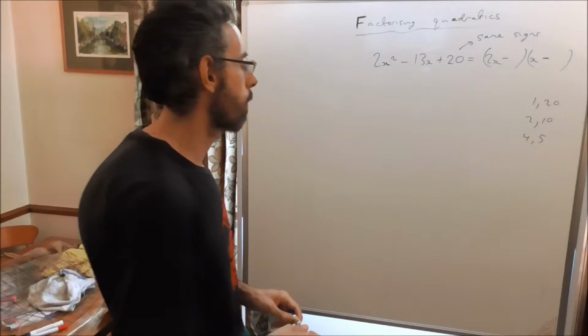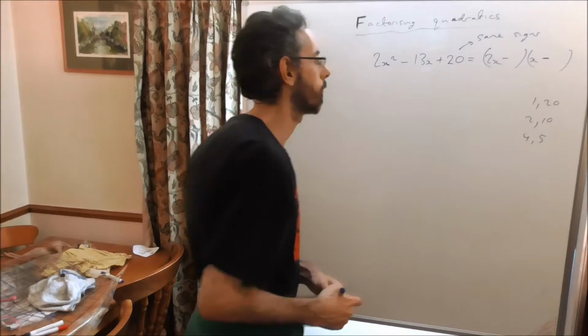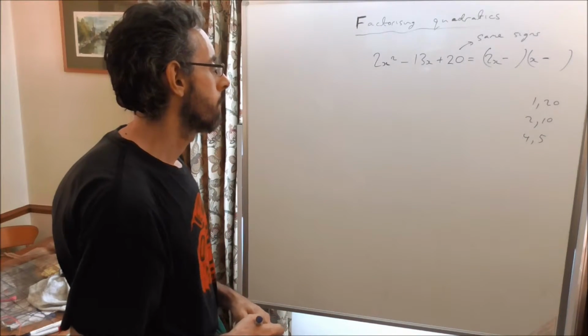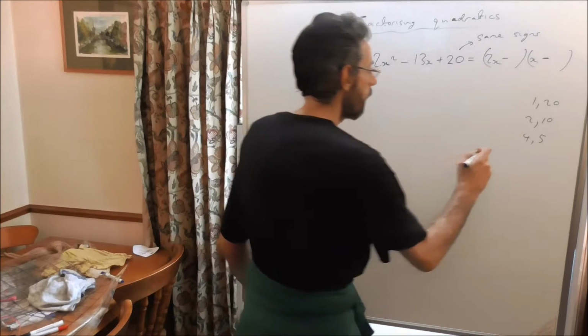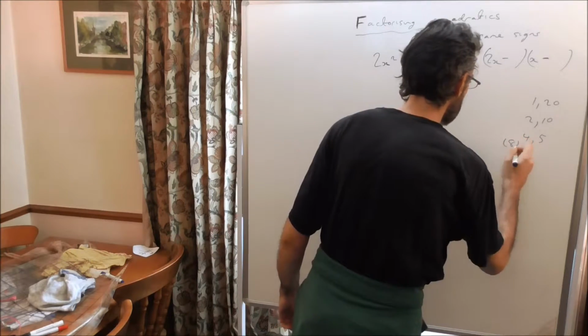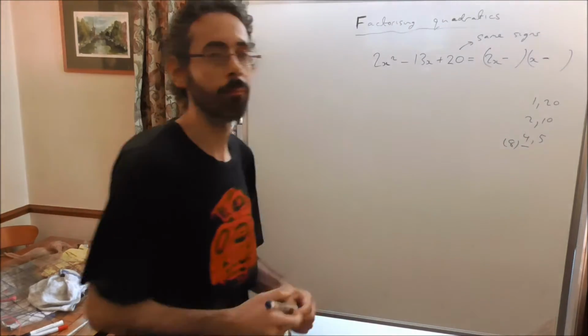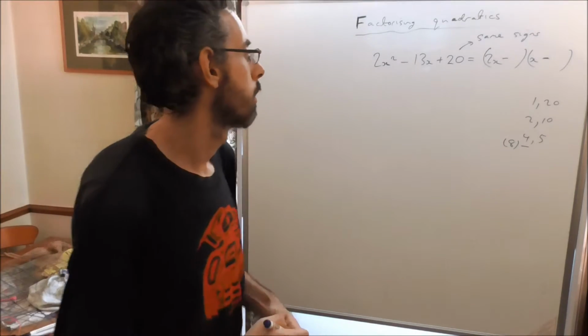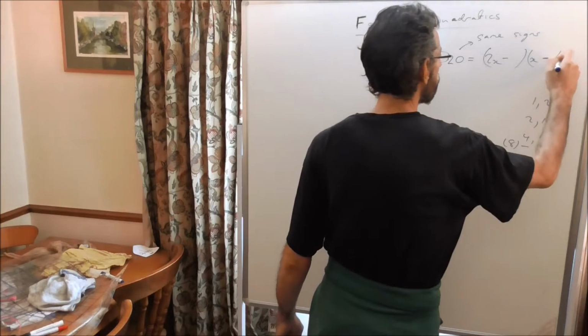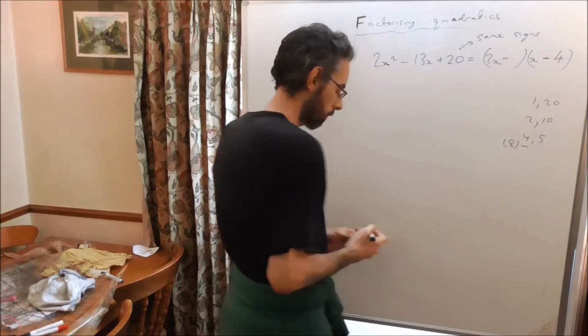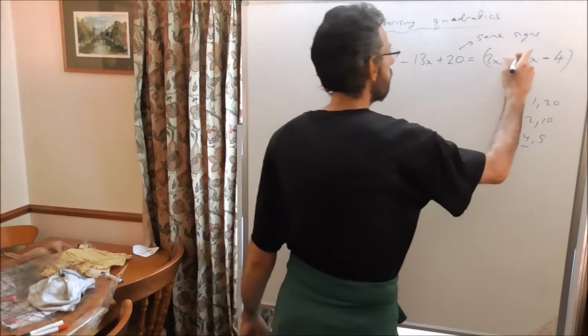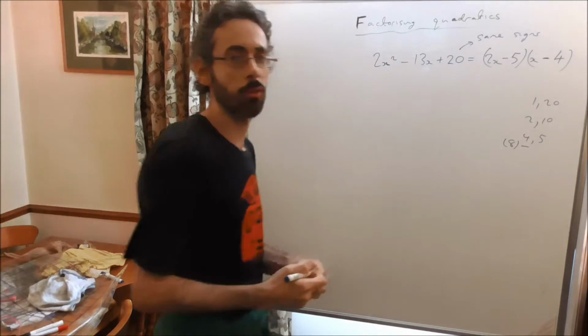Well, just focusing on the bottom pair, 4 and 5, if you double 4, you get 8, and 8 plus 5 is 13. So that should work, as long as we put the 4 here, so that it would get doubled if you were to expand the brackets, and the 5 here. So that should be correct.